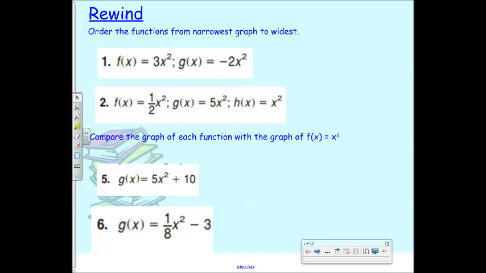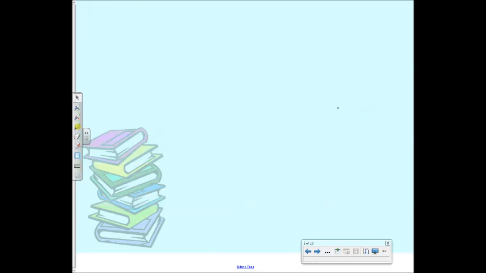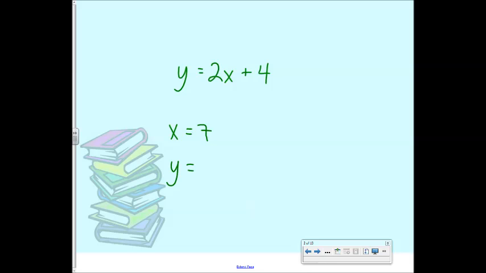Okay. So when you have a linear equation, it typically just has one solution at a time. For example, when you have something like y equals 2x plus 4 and you want to find a solution for it, you would find some ordered pair that works. Say for instance, if x equals 7, then y would have to be what? 18.